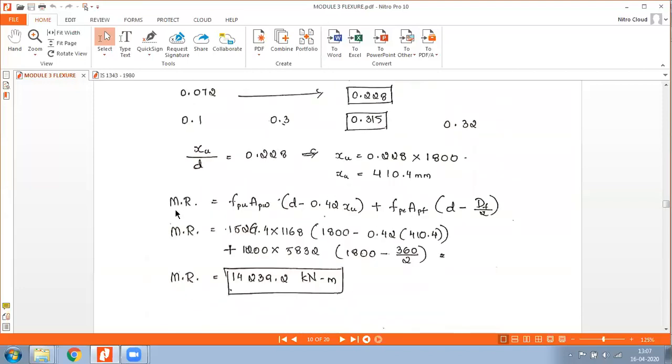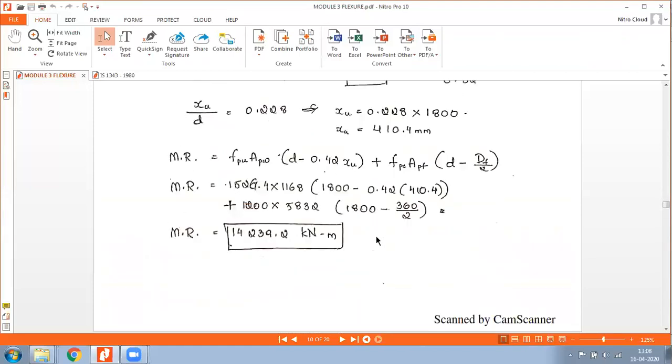Again, in order to calculate the moment of resistance of the section, we have a formula. Moment of resistance of the entire flanged section is equal to moment of resistance offered by the web region plus moment of resistance offered by the flange region. On substitution and simplification of the values, we get the moment of resistance of the section as 14,239.2 kilonewton meter. So this is the solution to the problem.